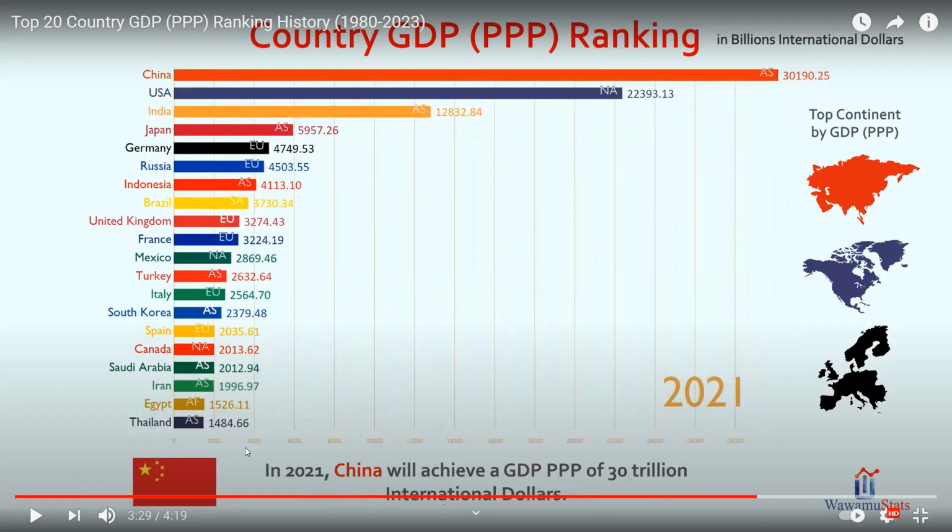So here's where we are today, 41 years from the time that this graph started. China's GDP is over $30 trillion. The US is over $22 trillion. India, over $12 trillion. Japan, Germany, Russia, still pretty significant gross domestic product.